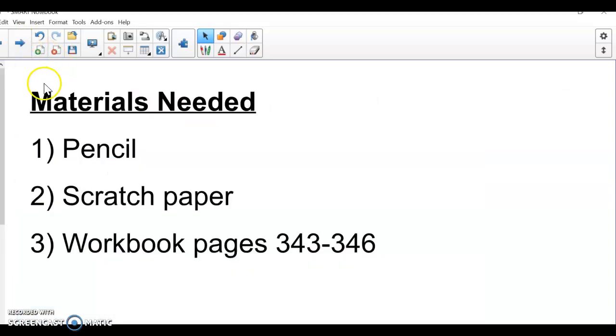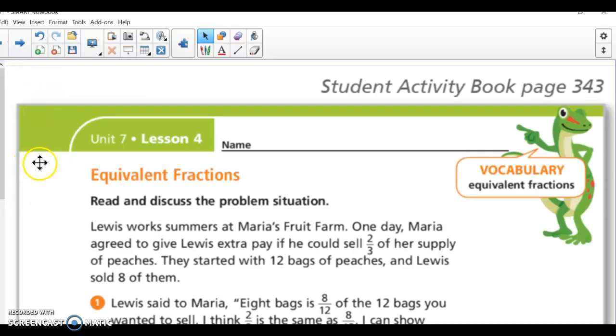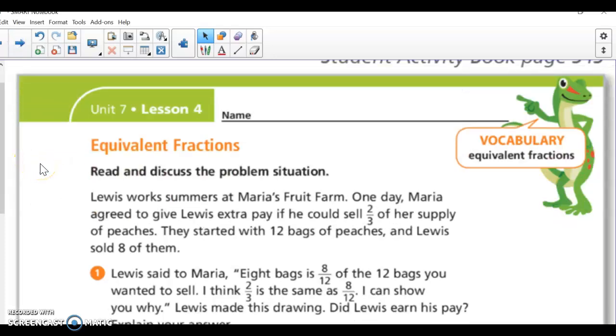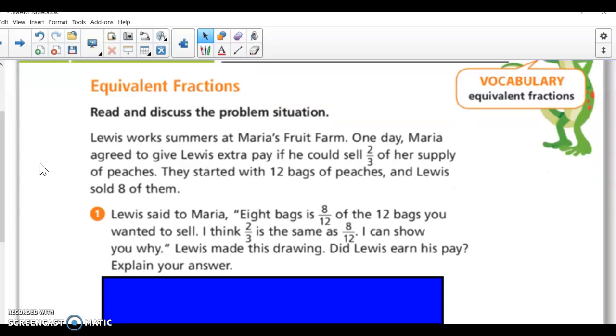The things you're going to need today: you will need a pencil, some scratch paper, and your workbook. We're going to work in pages 343 to 346. Most of the lesson, the first two pages, we'll be doing together and just discussing. So let's go ahead and open up and get started with 343, equivalent fractions.